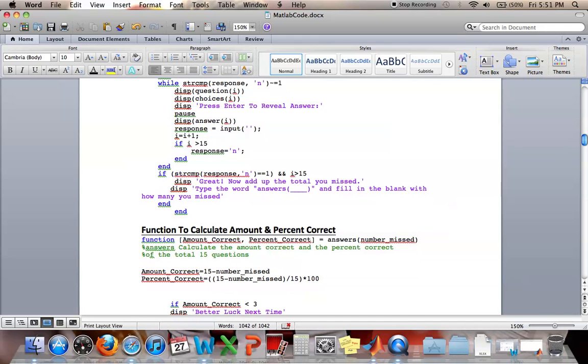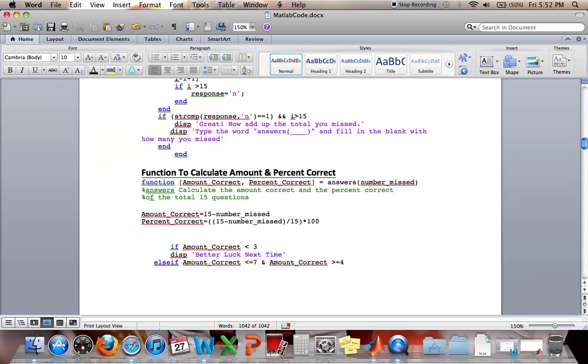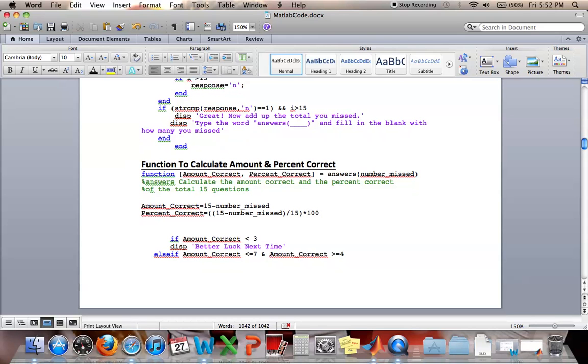This is where my function comes in because you will type the word answers and then the amount you missed, and this is where the function to calculate amount and percent correct will come in. The amount correct will be 15 minus the number missed, obviously, and then it will calculate the percent for you.